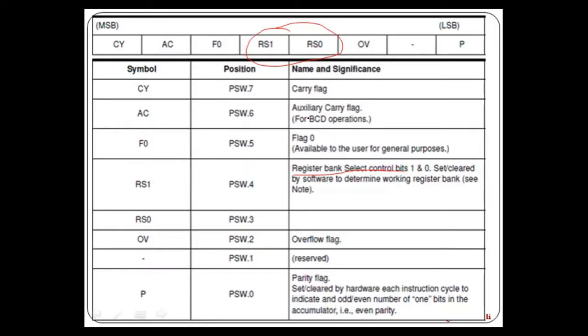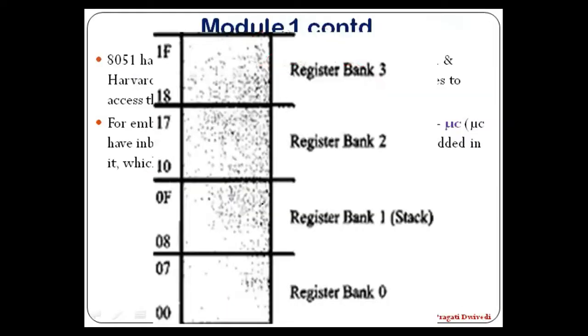If you have 4 banks, I need 2 bits to select any one bank. So if this is 0 and this is 0, you are working with bank 0. If this is 0, 1, you are working with bank 1, and so on. So these 2 bits basically help you select any one bank from the internal RAM. Quickly we will revise. These are the register banks of your internal RAM: register bank 0, bank 1, bank 2, bank 3.